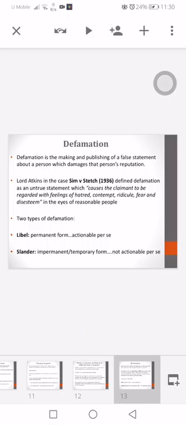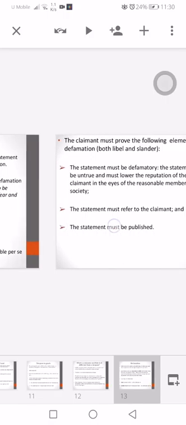There are two types of defamation. First is libel, second is slander. Libel is a permanent form, actionable per se. Second, slander is a temporary form, not actionable per se.